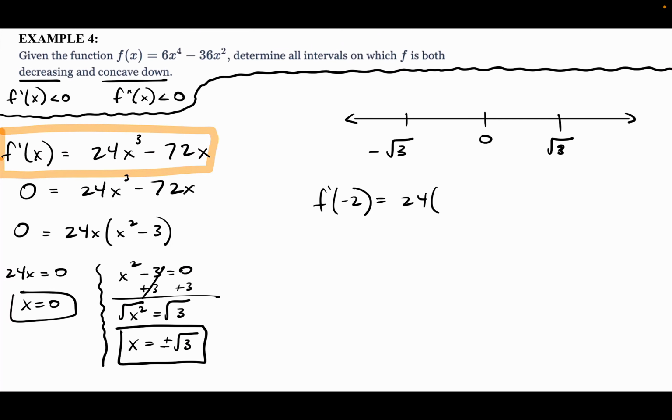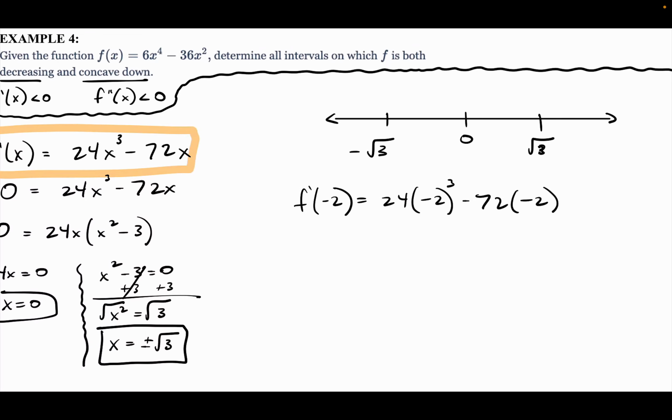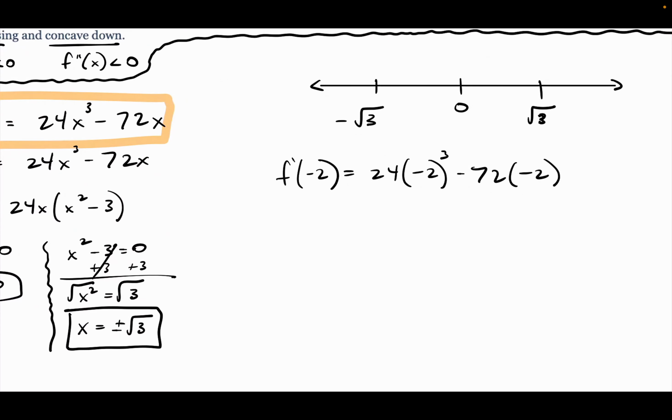Again, you can do this part in your head. If you can, that would be fine. This part I don't need to see on paper. Negative 2 cubed is negative 8. So 24 times negative 8, and then these two would be plus 144, I think. That's going to be negative 192, I think. So that's going to be a negative.